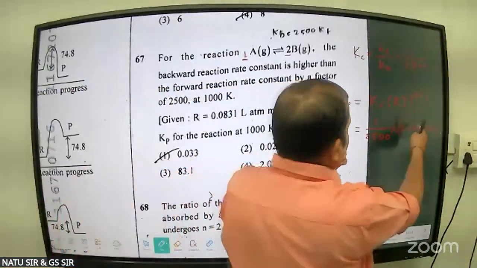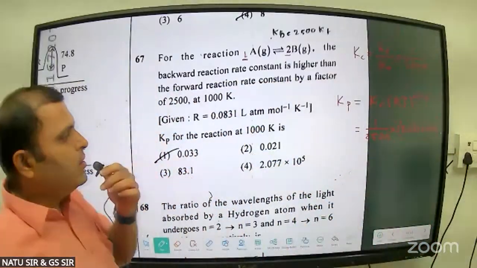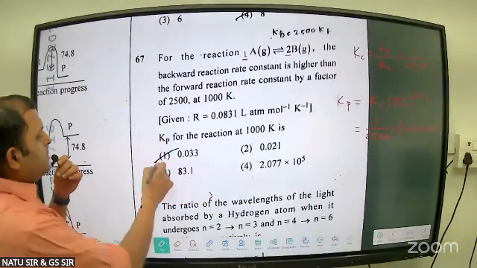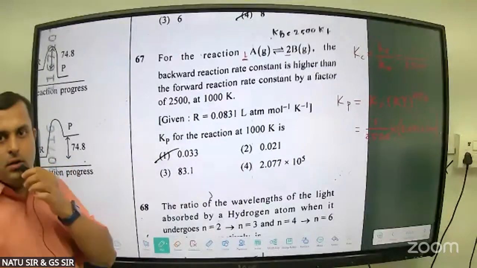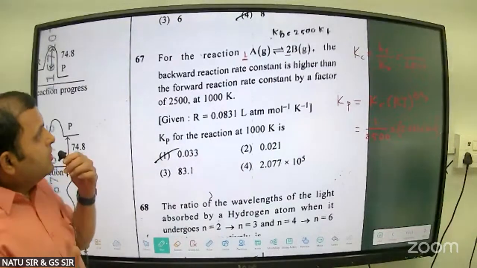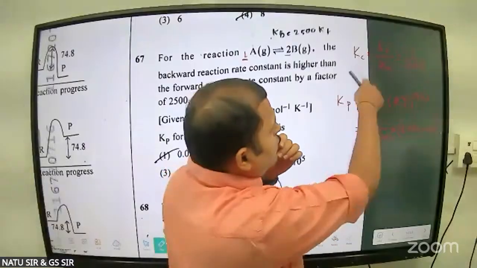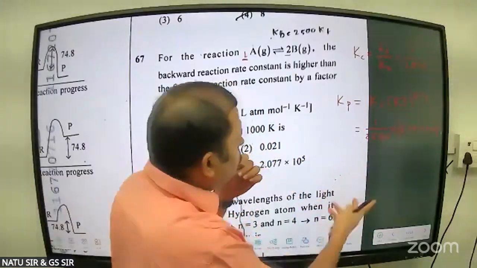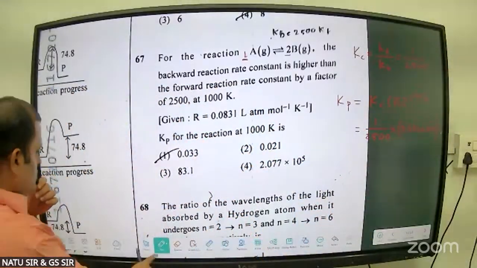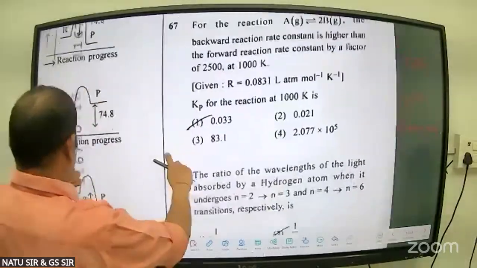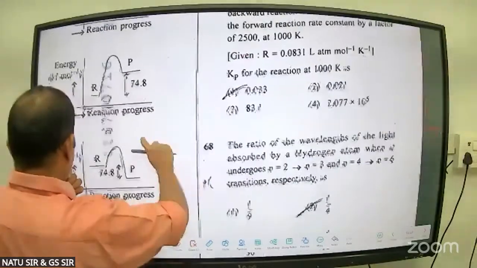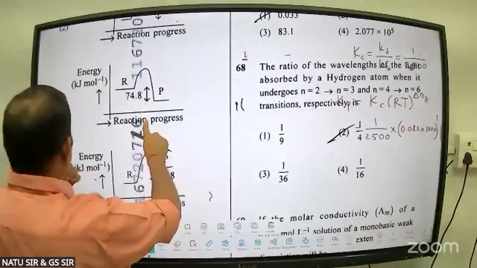It will become what? 83 upon 2500. So it comes out as 0.033. Right? So two things to be considered. First, Kc is equal to Kf by Kb, and then Kp is equal to Kc into RT raised to delta Ag. Right? So this is our critical number.